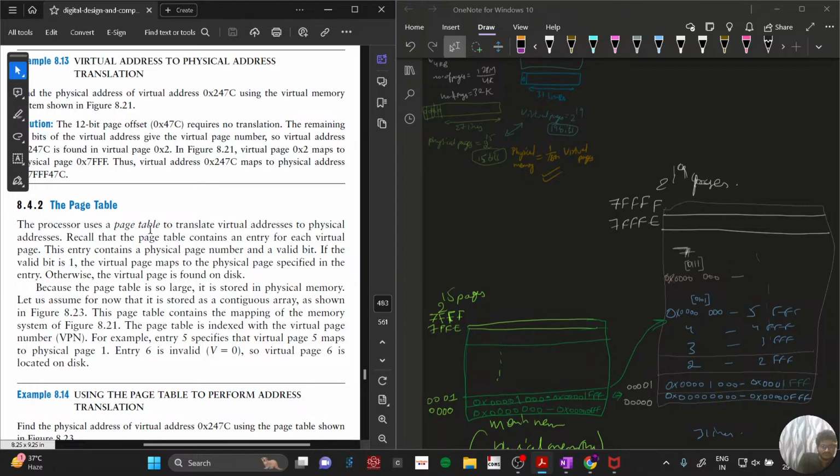The processor uses a page table for translation. Recall that the page table contains an entry for each virtual page. This entry contains a physical page number and a valid bit. If the valid bit is 1, the virtual page maps to the physical page specified in the entry. Otherwise, the virtual page is found on disk.